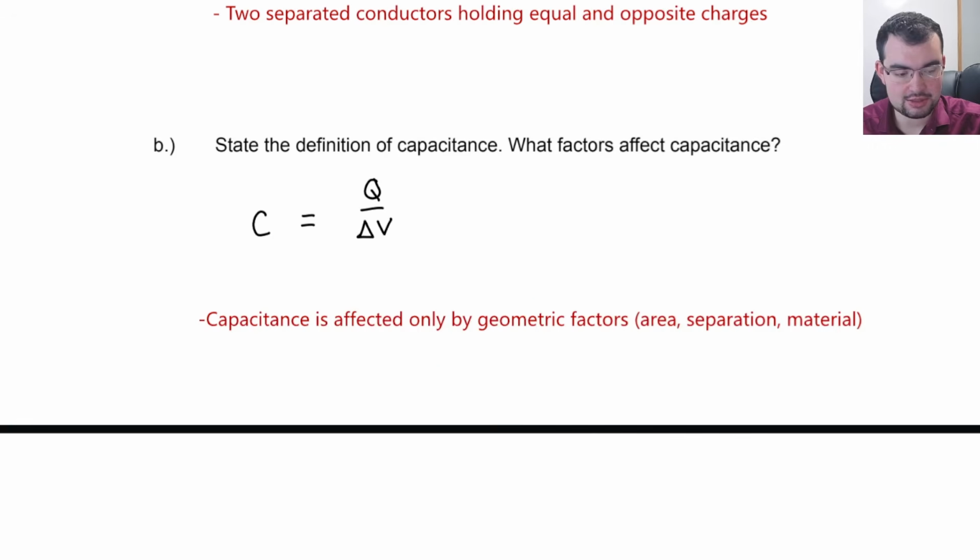And it turns out this is entirely geometric. So the only way to affect capacitance is doing something to the geometry. So you could increase length, you could increase separation, you could put a dielectric material in the space. So you can't actually improve your efficiency by putting more charge, for example.